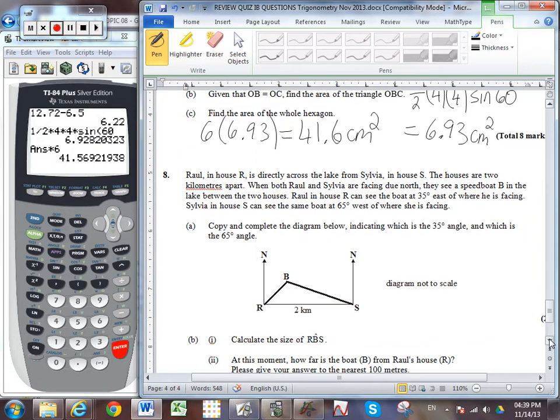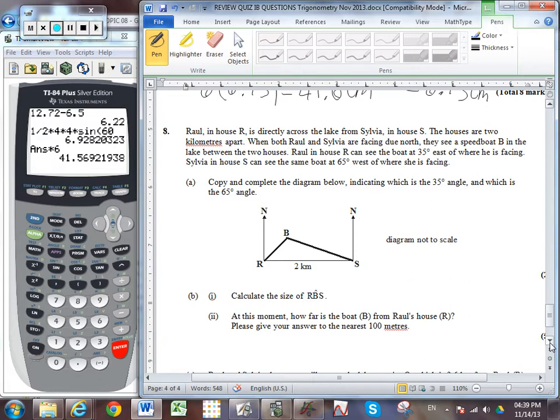Raoul, directly across from Sylvia in house S. So here's Raoul, here's Sylvia, 2 kilometers apart. When they are both facing north, they see a speedboat. Raoul in house R can see the boat at 35 degrees east of where he is facing. Sylvia sees the same boat at 65 degrees west of when she is facing north. Okay, so there, we filled in the diagram. We've done part A, 35 degrees, 65 degrees. We need to calculate the size of RBS, this one right here.